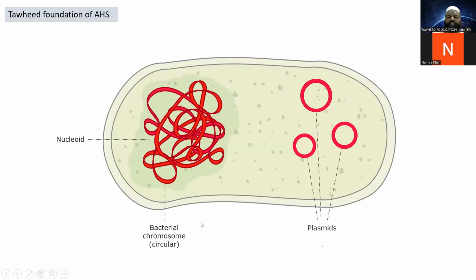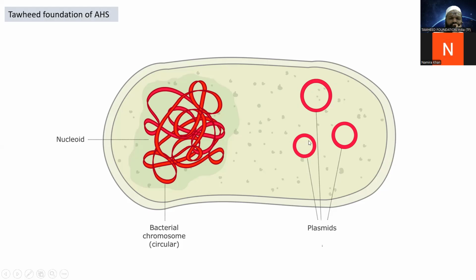Bacterial chromosome. The chromosome in bacteria is typically a single circular DNA molecule that contains most of the genetic information necessary for the cell's function and reproduction. This DNA is supercoiled and compacted to fit inside the limited space within the nucleoid. The chromosome contains genes essential for cellular metabolism, growth, and replication.